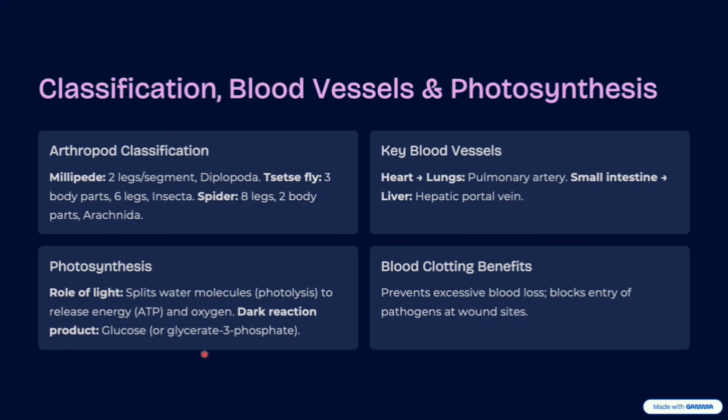Name products of dark stage. Of course, can have glucose, carbohydrate, fatty acids, amino acids, etc. Give any 2 benefits of blood clotting. Of course, 1, prevent excessive bleeding. 2, prevent entry of pathogens into the body.